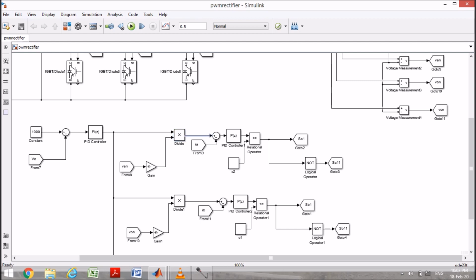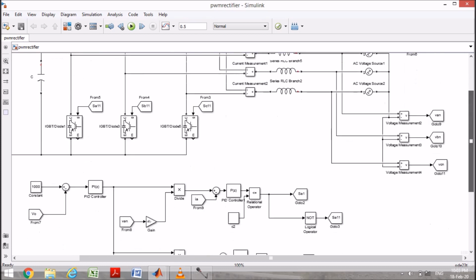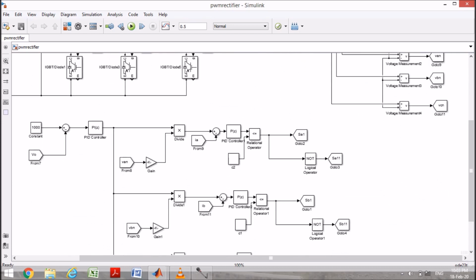After multiplying you will get this, which is the IS reference. Now that will be compared with the IA, IB and IC. So here we have taken IA, IB, IC, and you have to compare that. So IA reference minus IA, so again some error is there.